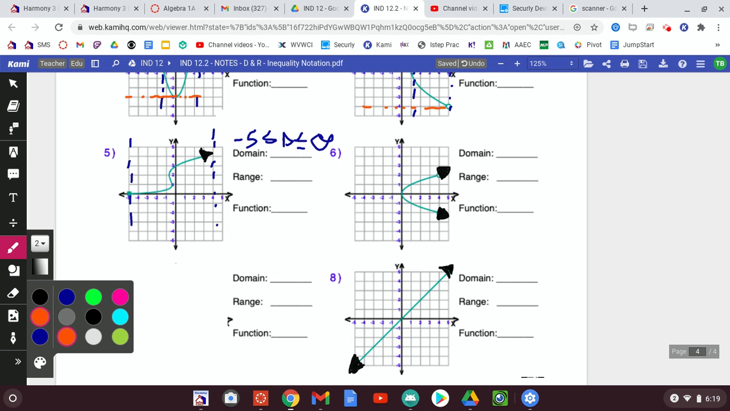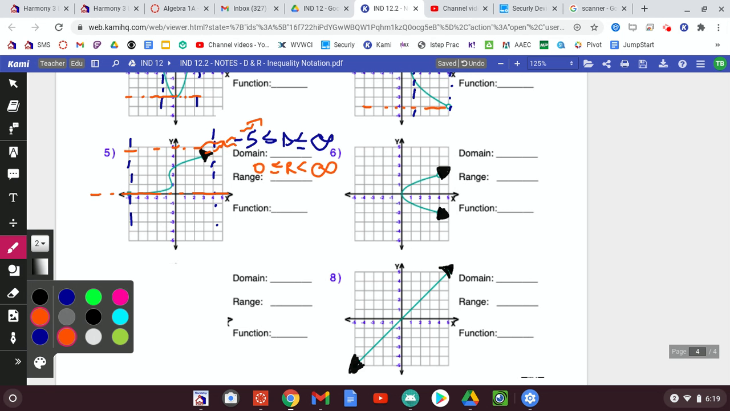Now let's look at my range. Do I have a downward stop? Definitely, right? My downward stop definitely is at 0. And then do I have an upward stop? Nope. This is going to keep going forever and ever and ever for infinity.